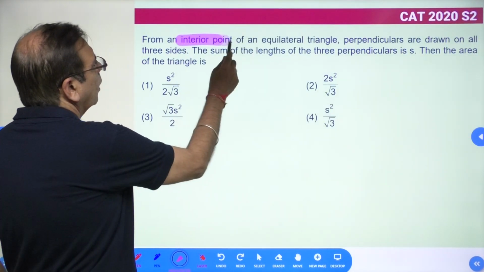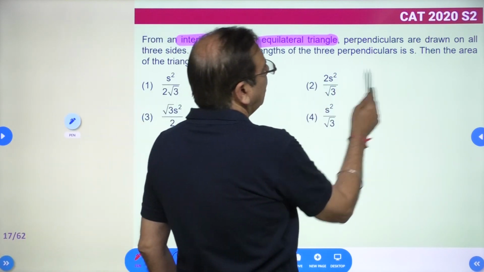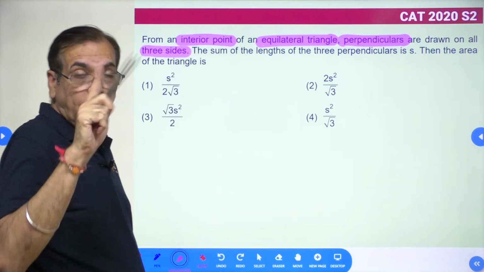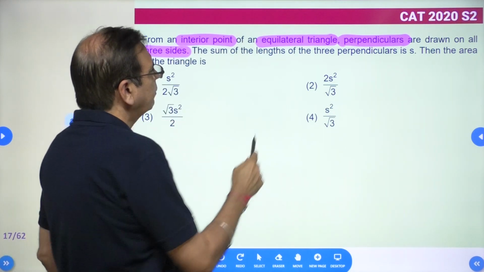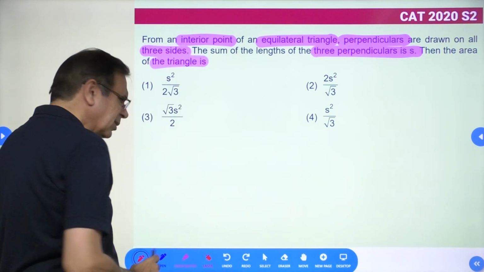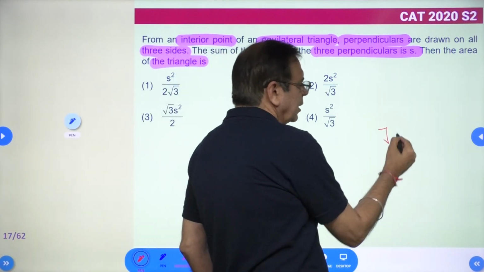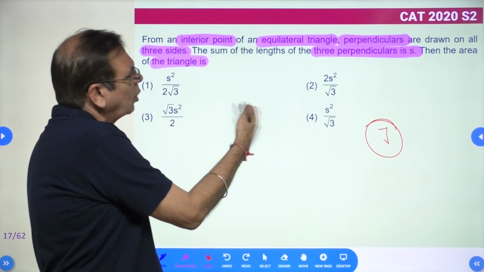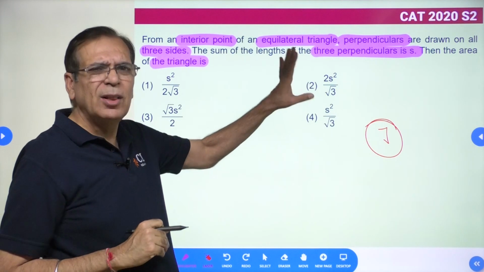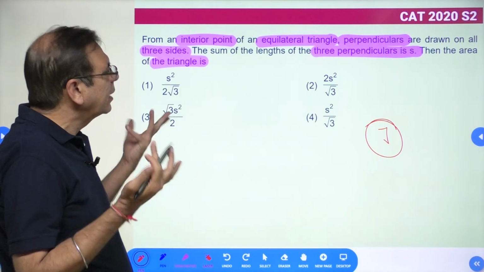From an interior point of an equilateral triangle, perpendiculars are drawn on all three sides. So we are drawing perpendiculars on all three sides from a point inside the triangle. The sum of the lengths of the three perpendiculars is S. What is the area of this triangle? Now this is a question which should be done simply by jugaad. Look at the choices. The choices tell you that if you put the value of S, you should be able to do it. So we have to work with the value of S. Now the question is, what is the value of S?